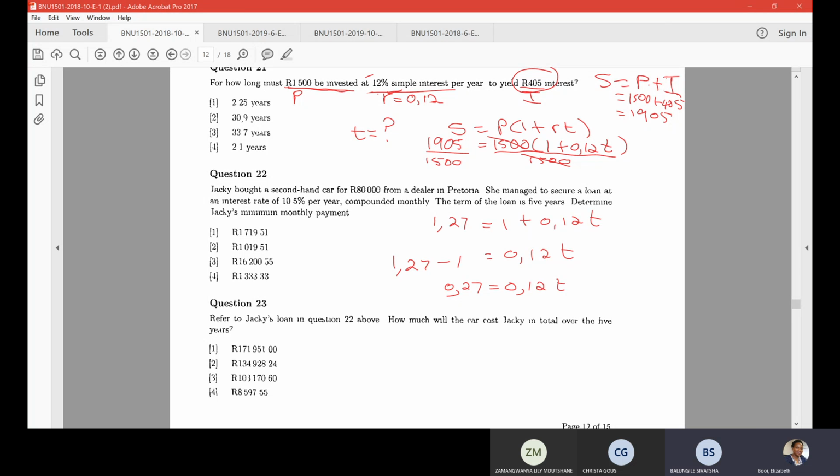And what do we need to do here? We need to divide by 0.12 this side and also divide by 0.12 on the other side. Our t will be equal to 2.25, which is option number 1.